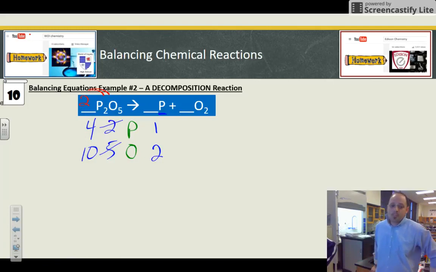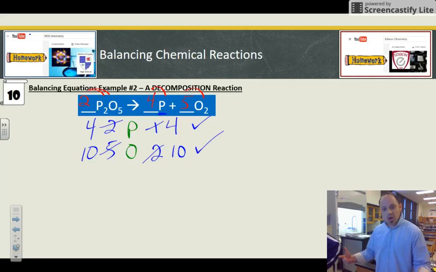So now I got to multiply 2 by 5. Yep, and he's going to distribute that 5 over there. And now he's got 10 oxygens on the product side, which leaves him just to have to figure out how many phosphorus he needs to put in there. And since it doesn't come in packages of 2 or 3 or something weird like that, he can just put what he needs there, and he's good to go.